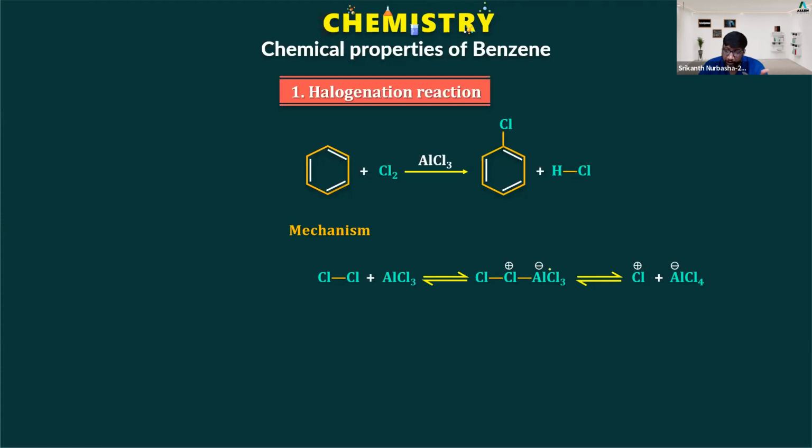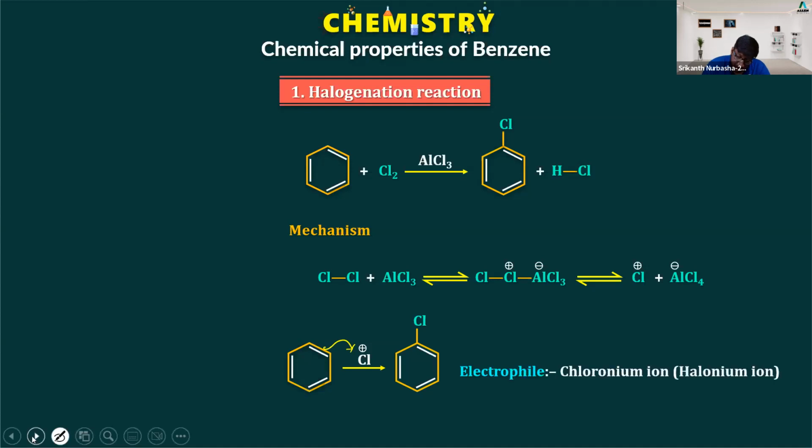AlCl3 is electron deficient. It tries to attract the electron density. So as soon as it tries to gain the electron density, Cl plus is going to be formed. Benzene now will be attacked by Cl plus. Pi electron density attacks Cl plus, and you will get this type of mechanistic approach.